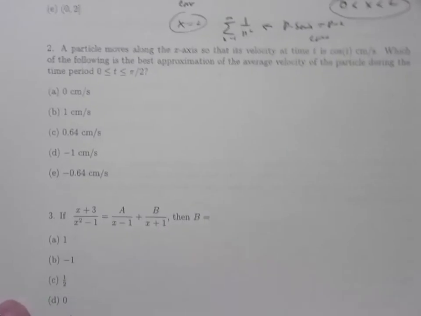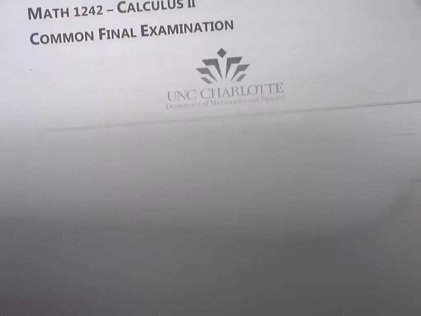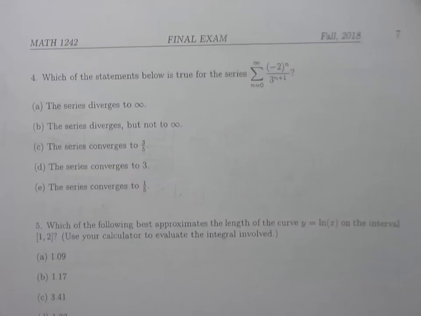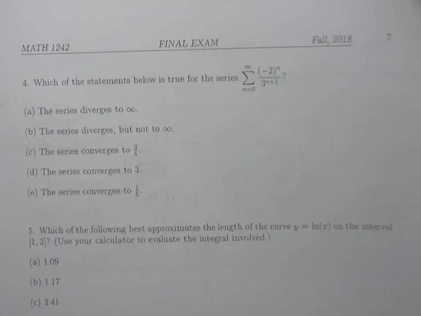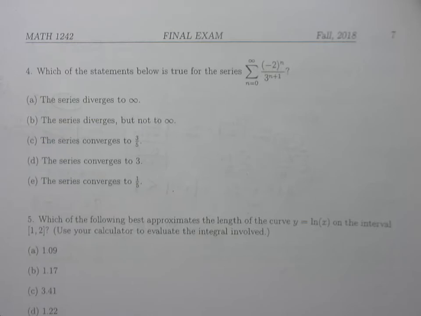Here, we're talking about partial fractions. Here's another series problem right here. Which of the statements is true for this series? The sum as n goes from 0 to infinity of negative 2 to the n divided by 3 to the n plus 1.